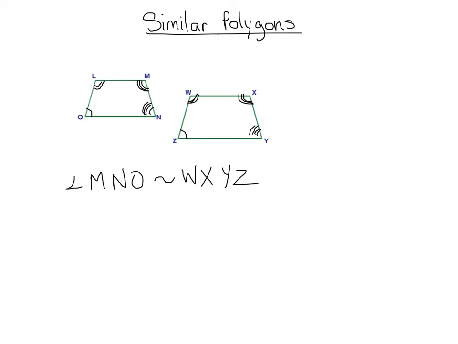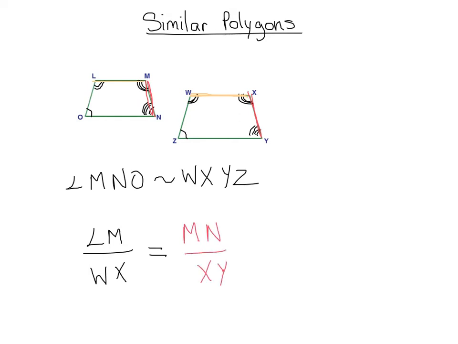Okay, so as we already discussed, these polygons do not have to be the same size, but the corresponding sides must be proportional to each other. I'll repeat, the corresponding sides must be proportional to each other. What do I mean by that? Well, let's first look at LM and the side corresponding to LM, so WX. If I take LM and put it over WX, you'll get the same fraction as if you take MN and put it over XY.